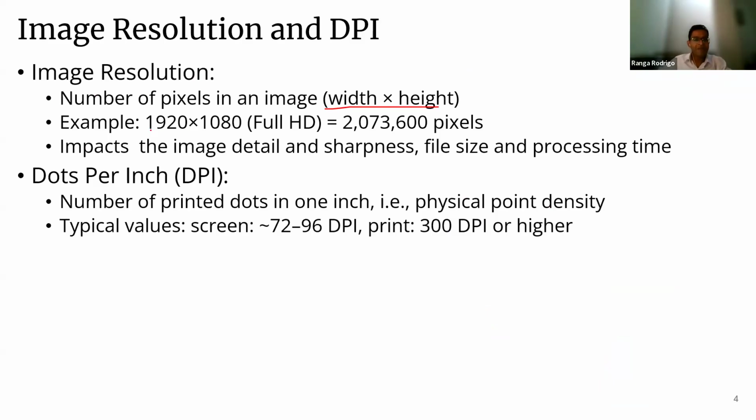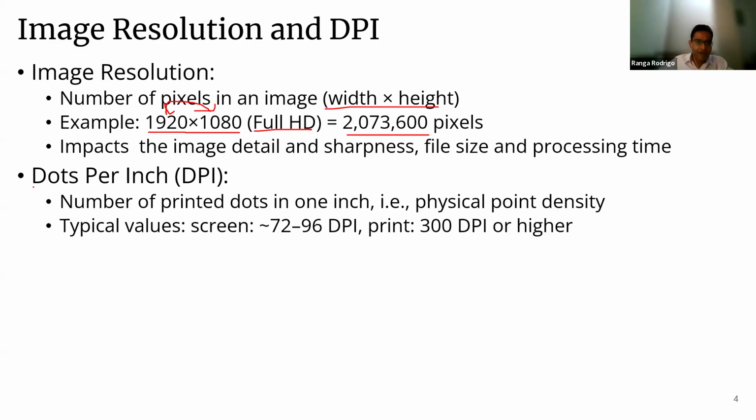If you take a full HD image, 1920 by 1080, actually I should switch these two numbers, it is about 2 million pixels. That's why a 2 megapixel image is called a full HD image. This impacts image detail and sharpness, file size, and the processing time.